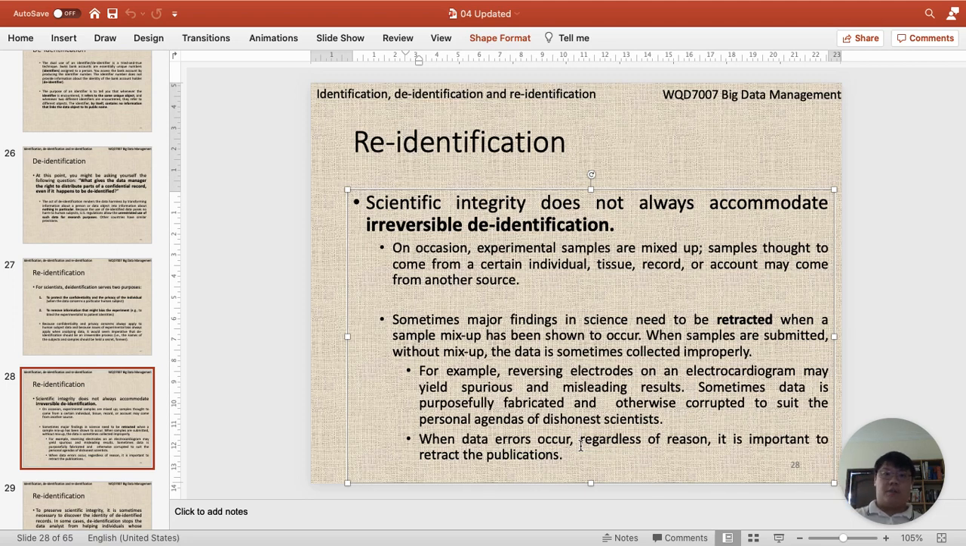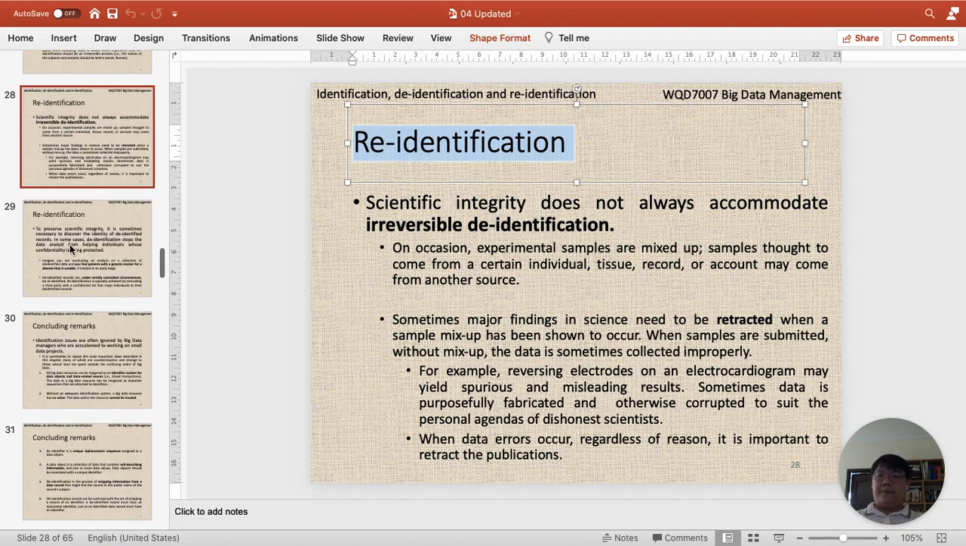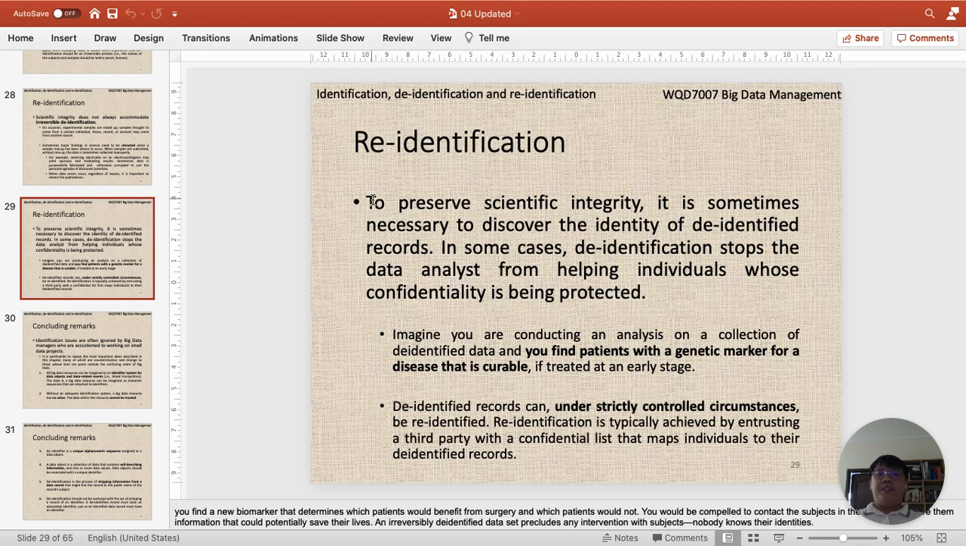You retract the publication because the data you're using is not validatable, or in other words it's actually wrong at one point. So this reversible de-identification process, or what we call re-identification, is at one point important. To preserve scientific integrity, it's sometimes necessary to discover the identity of de-identified records.